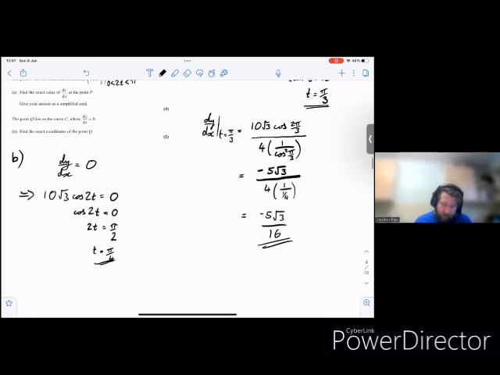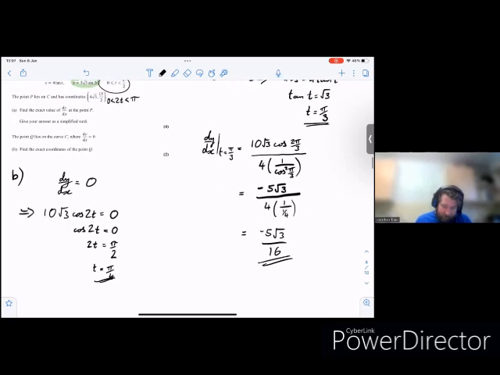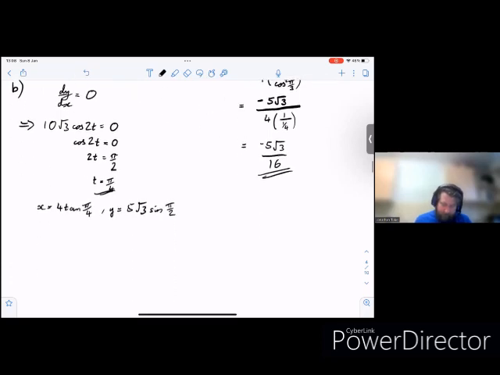But we want the coordinates, so we need to find x and y. So x equals 4 tan pi over 4. And y equals 5 root 3 sine of 2 pi over 4, or pi over 2. So that gives us the coordinates. Tan of pi over 4 is 1, so that's 4. And sine of pi over 2 is 1, so 5 root 3.